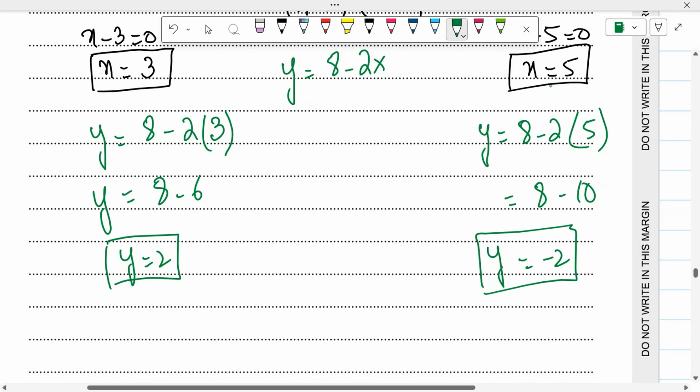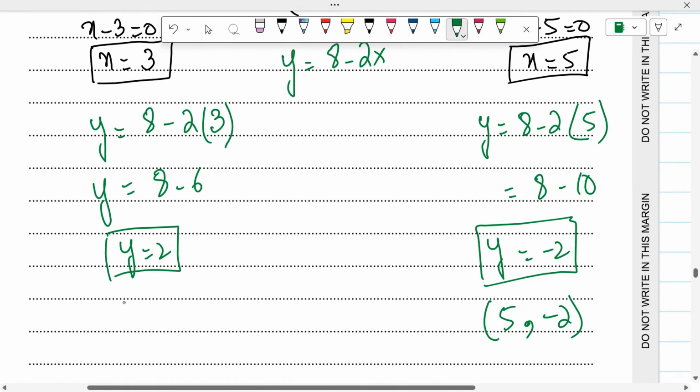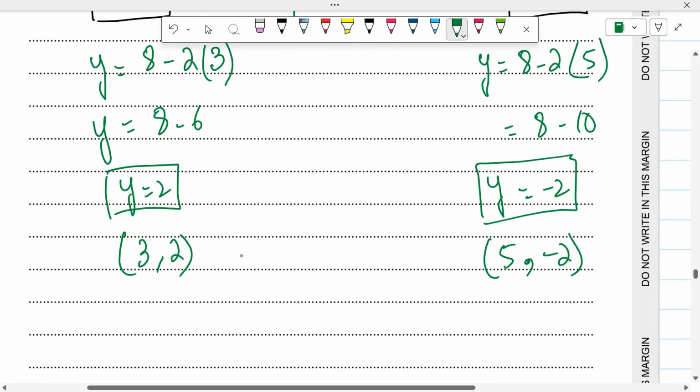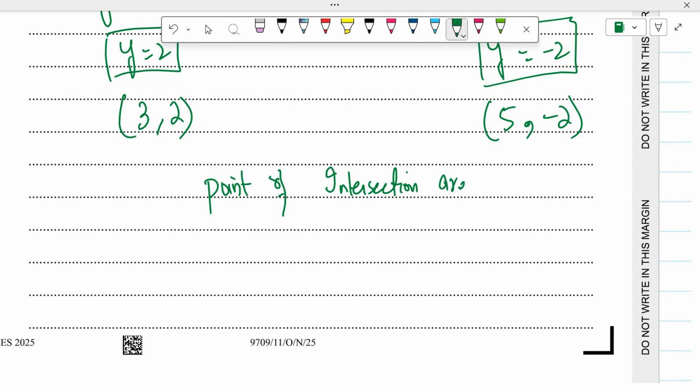We have the 2 points of intersection: one is 5 comma negative 2, and the other is 3 comma 2. So the points of intersection are (3, 2) and (5, −2).